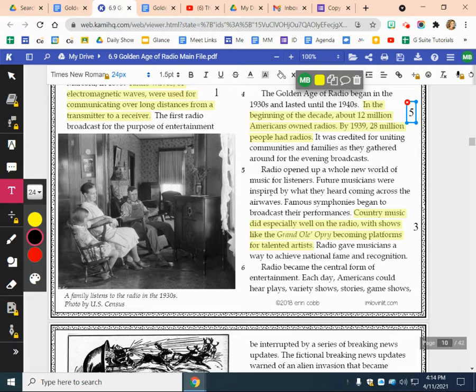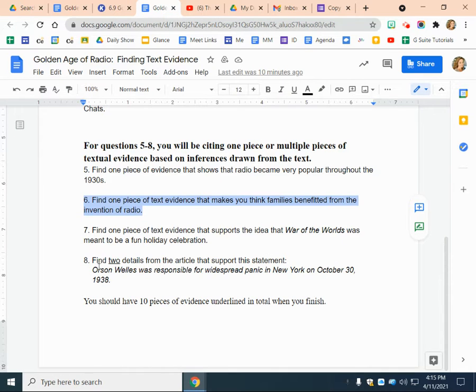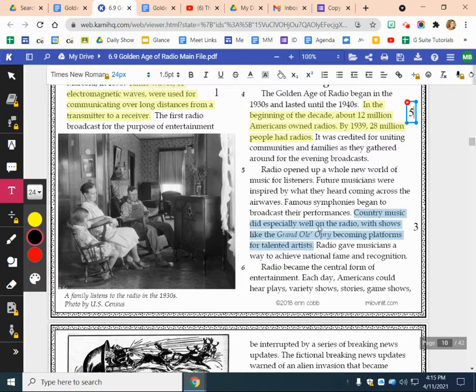That doesn't really focus on families, though. Oh, let me go back up here. I see the word families. It says it was credited for uniting communities and families as they gathered around for the evening broadcasts. Let's go back and check the question again. Find a piece of evidence that supports the idea. Find a piece of evidence that makes you think families benefited. That's definitely a benefit.